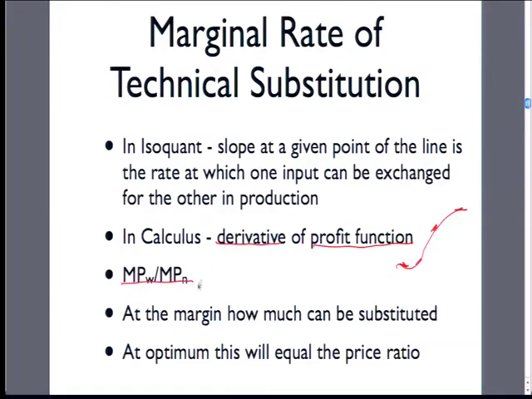So here is our derivative of the production function. We have the marginal product of water divided by the marginal product of nitrogen. Marginal product of water over the marginal product of nitrogen. At the margin, instantaneously, along the slope, how much can be substituted? And at the optimum, we're going to set this equal to the price ratio. Some point of tangency will be equal to the ratio of prices.